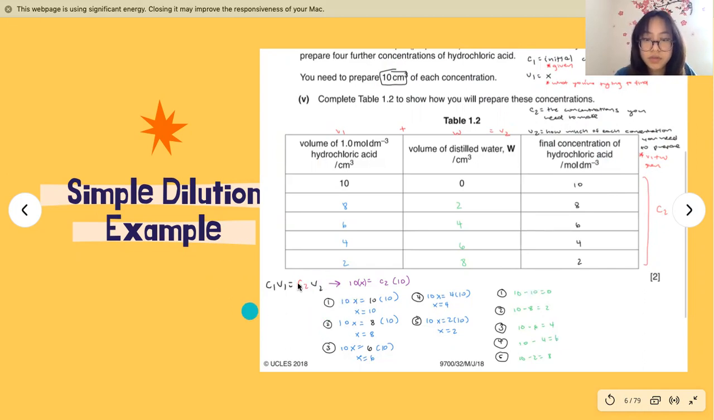So basically using this formula, you're just plugging everything into there. So that's how I got my values for the volume of the hydrochloric acid. And to find the volume of distilled water, since V2 is V1 plus the W, I took V2, which is the 10, and I subtracted the V1 to find the amount of water here.